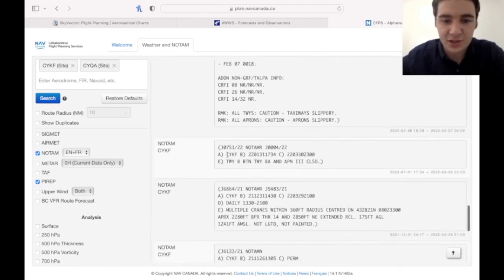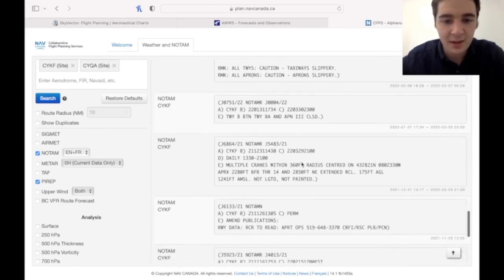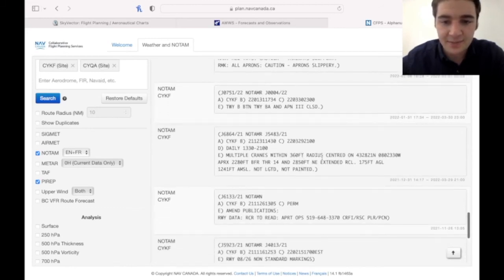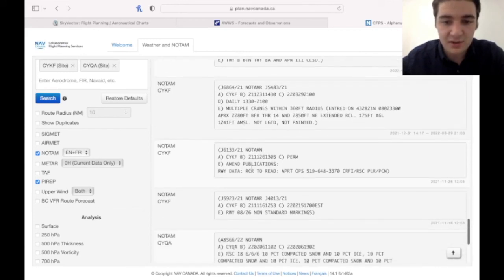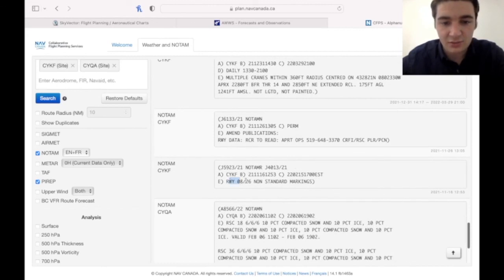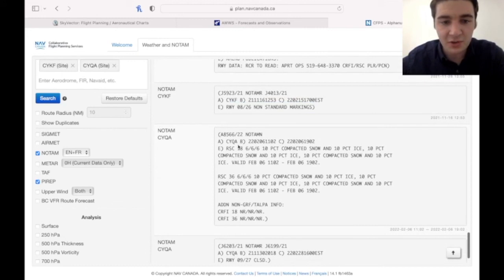Now in Kitchener, we check the dates here. Taxiway Bravo between taxiway Bravo Alpha and apron 3 is closed. So check that out on the airport diagram. Multiple cranes. Alrighty, we're VFR, keep a good eye out. The runway data is changed. Runway 0826, non-standard markings. Now we're into Muskoka.